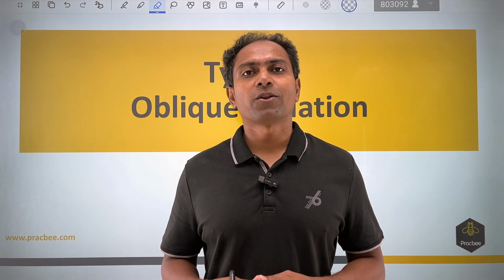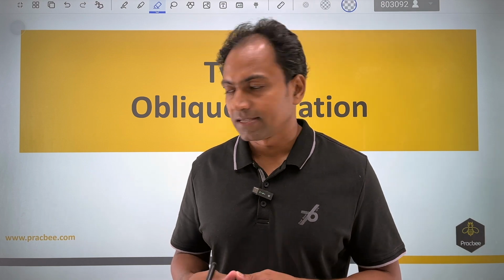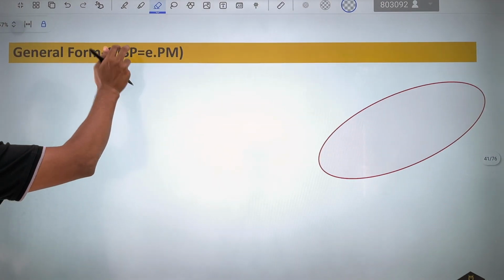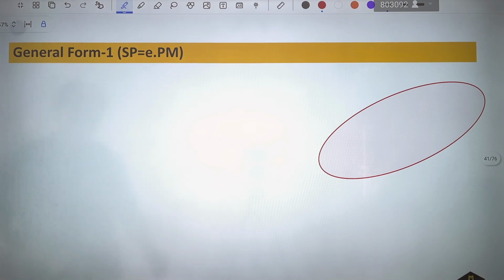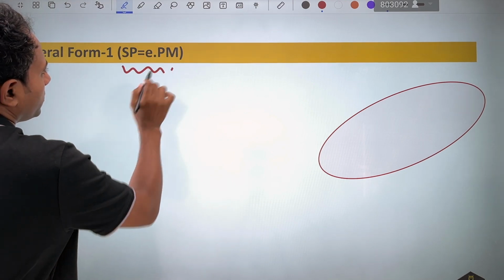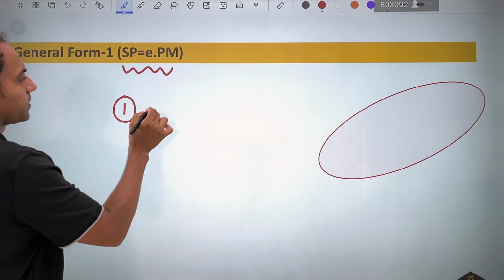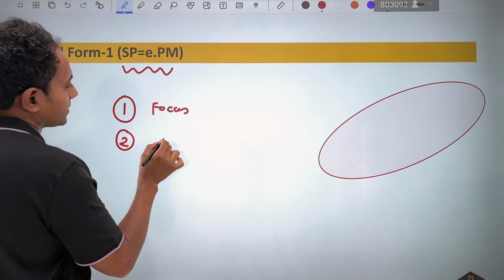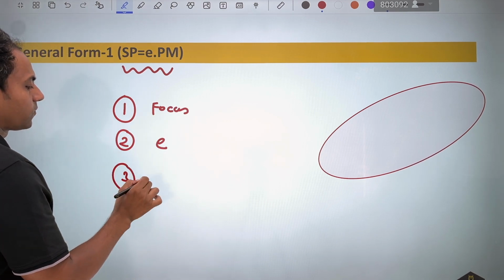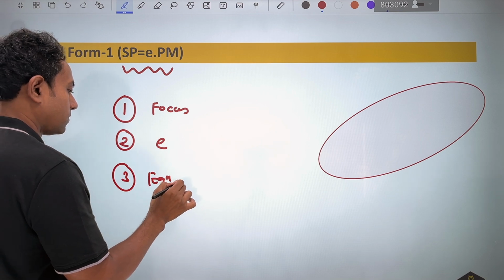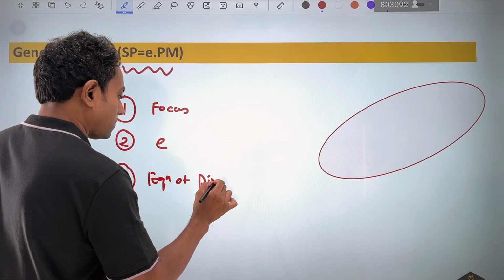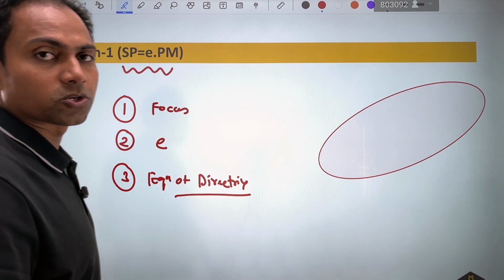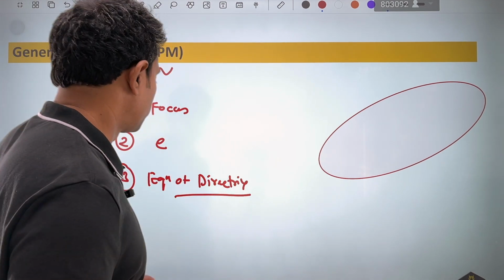Now in this type 4, we are going to deal with oblique cases. Regarding this, we should know these 3 cases that are very important. One is this idea of SP is equal to e times PM. So in the question, if you have been given the focus, the eccentricity, and third, the equation of the directrix, then you can apply this idea and get the equation of the oblique ellipse.